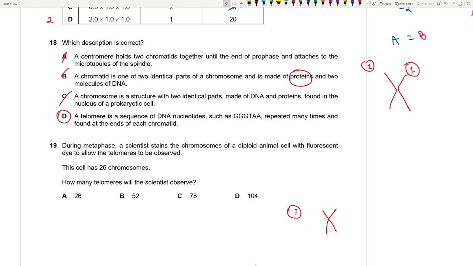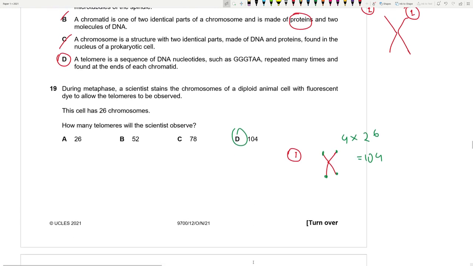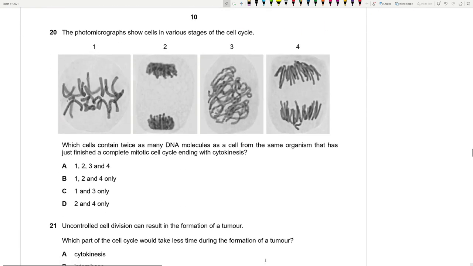Now, each chromatid contains 2 telomeres, one at each end, right? So one chromosome contains 4 telomeres. So if you multiply 4 with the number of chromosomes, 26 times 4, that will give you a value of 104, and that should be your answer. 19 should be D. Moving on to 20, the photomicrograph shows cells in various stages of the cell cycles.